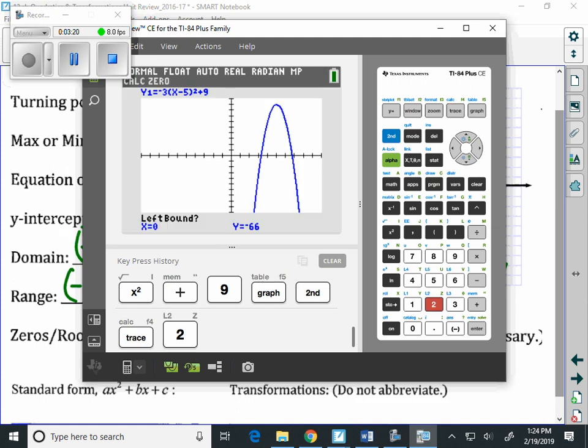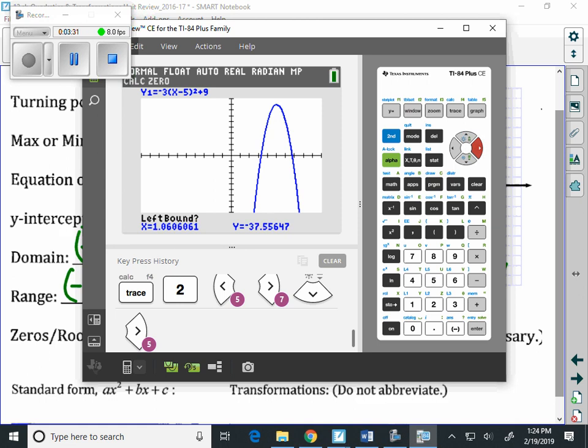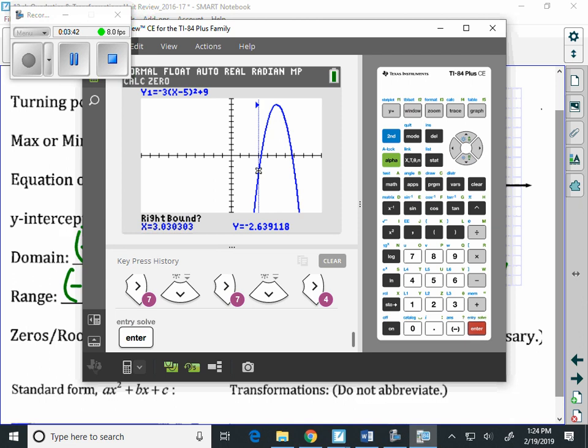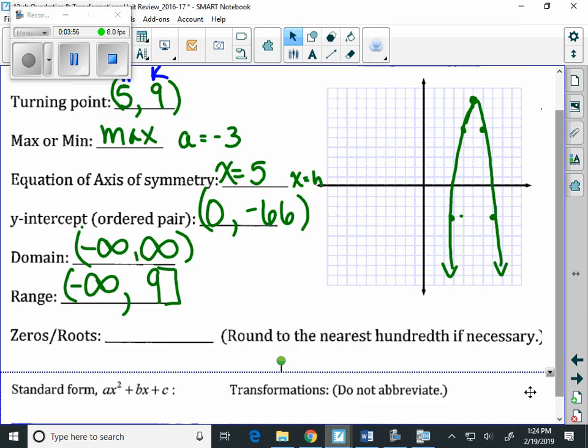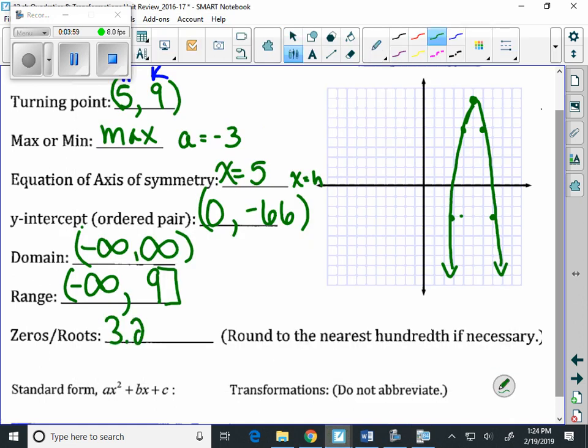So what we're going to have to do is second, trace, and 0. And then I'm going to go left. But I'm using the right button here because everything is to the right of the y-axis. It just takes a while to get where I need to be. There we can see a cursor. So somewhere to the left here, I'm going to hit enter. To the right, and enter, and enter. So we get 3.267, and since it says round to the nearest hundredth, we're going to write down 3.27 as one of our roots.